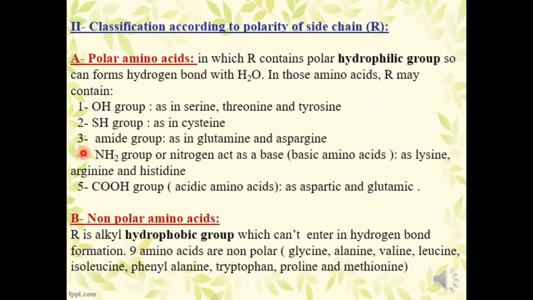And another side chain that can lead to polar amino acids is the carboxylic group, so acidic amino acids, for example aspartic and glutamic acids.